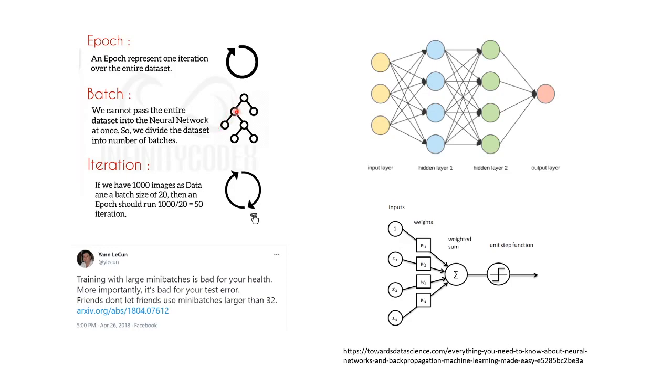And some of the science behind neural networks, it's a very new field, is kind of touch and go. Yann LeCun is a figure in neural networks and machine learning. He's been working on it for many decades, long before there was such a popularity around AI. So his advice is always very pertinent and very good. He says training with large mini batches is bad for your health. More importantly, it's bad for your test error. Friends don't let friends use mini batches larger than 32. So with mini batches, one rule of thumb there is to not go higher than 32 at a time.